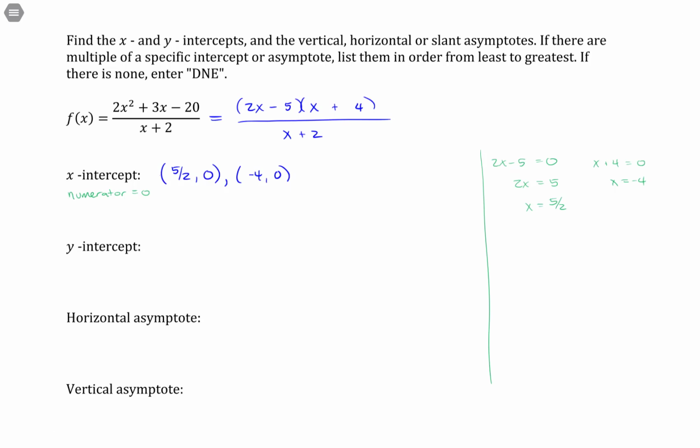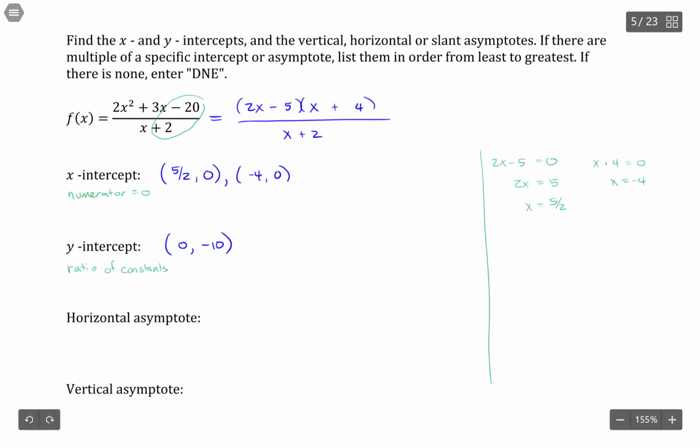Now, y-intercepts, these come from the ratio of constants. So in this case, the constant terms are negative 20 and 2. So my y-intercept, it's going to have an x value of 0. That's going to put it on the y-axis. And then if I take the ratio of negative 20 over 2, that's going to be negative 10.